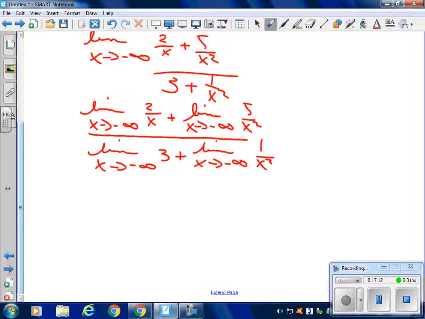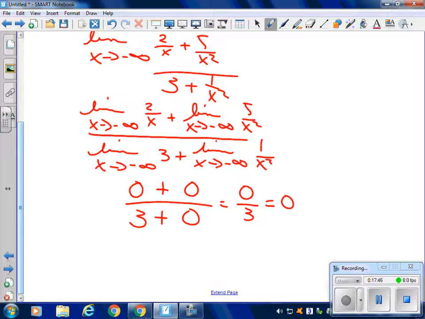A constant over a power problem always makes what? 0. So 2 over x makes 0. 5 over x squared makes 0. 3 is a constant, so it's not going to make 0. And 1 over x squared is 0, because a constant over a power problem is always 0 when the limit goes to infinity or negative infinity. So that's why this is 0 over 3, or 0. Does that make sense? Isn't 0 what we said it was going to be when we started? Because the power on the top was less than the bottom.